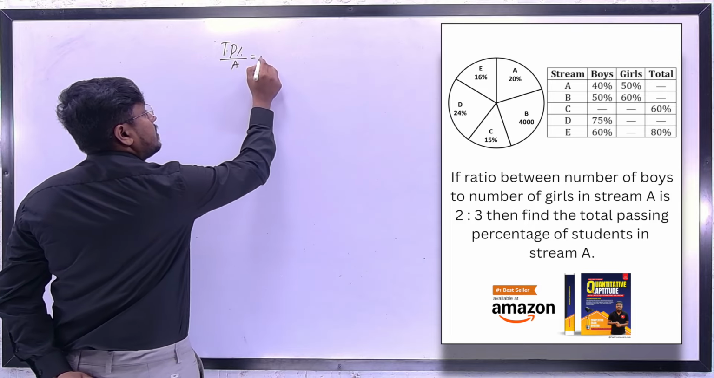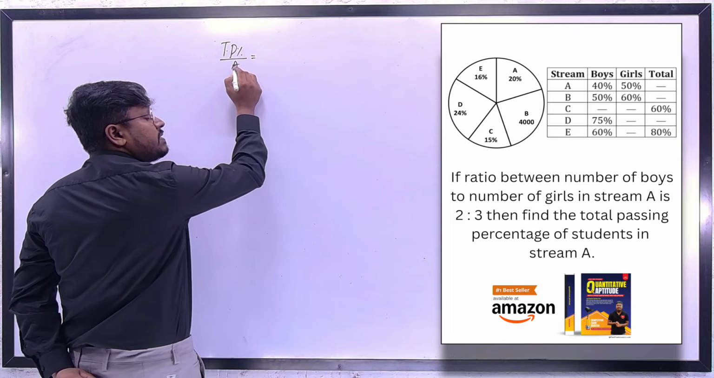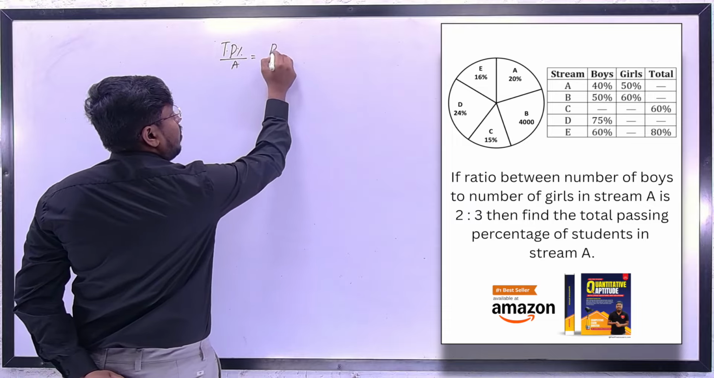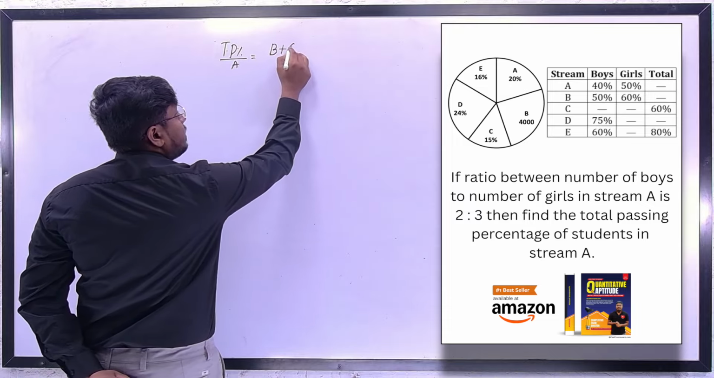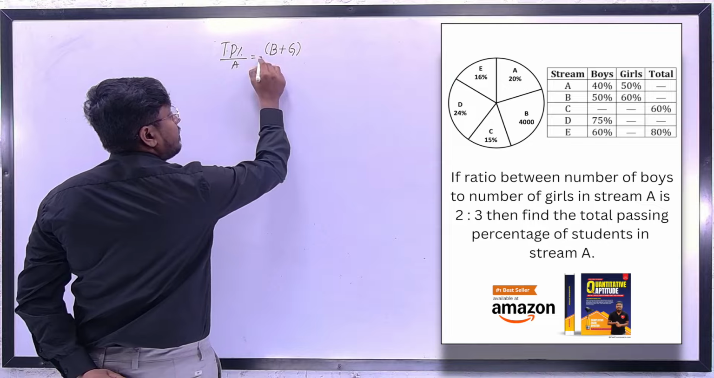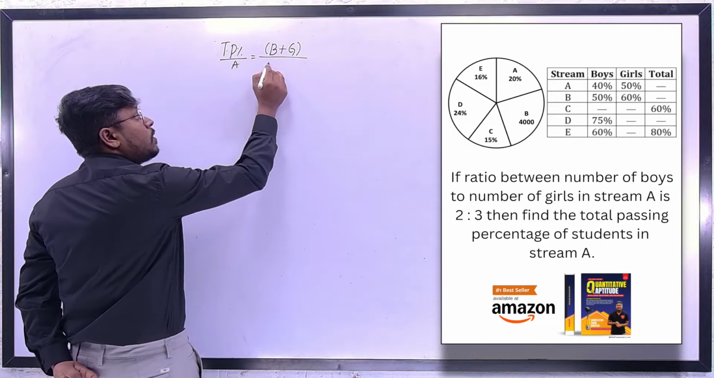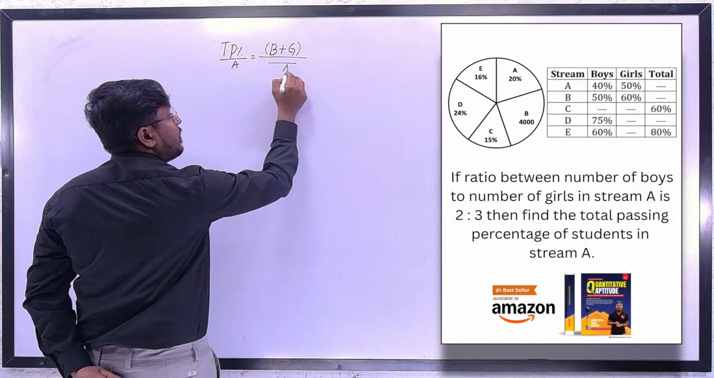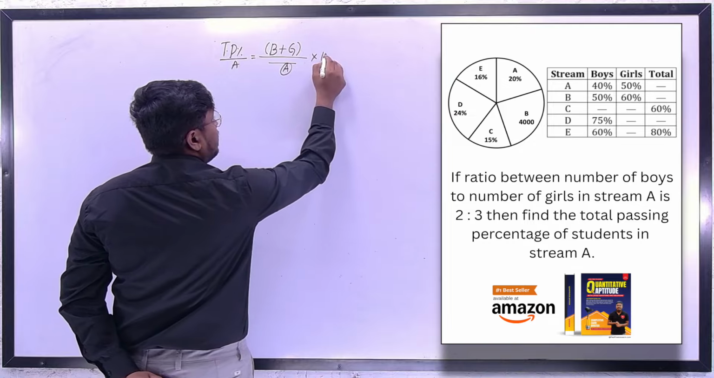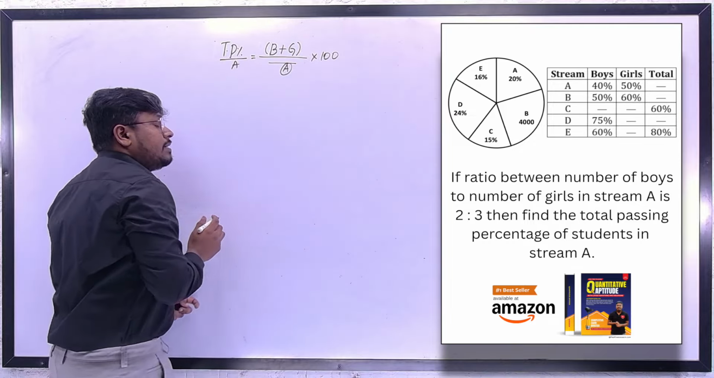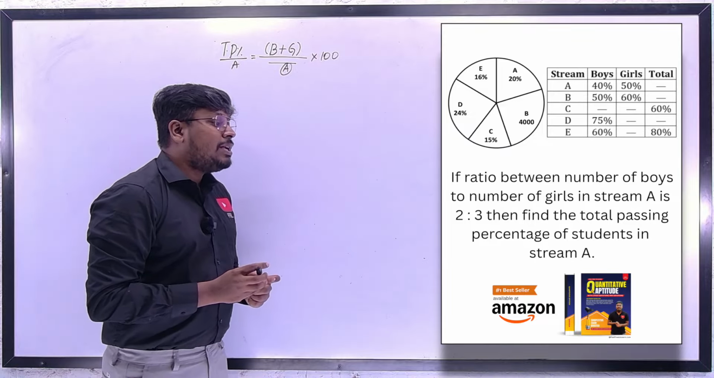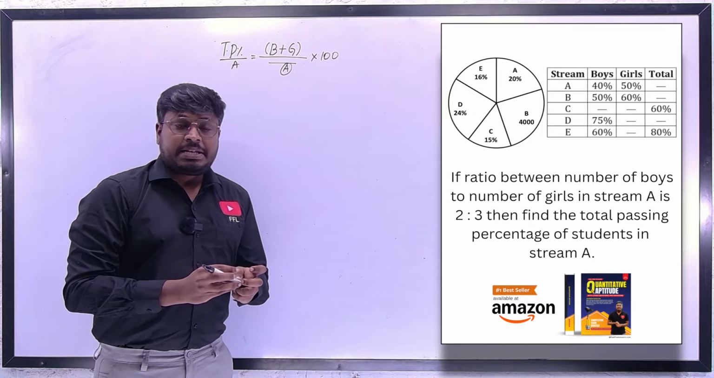How will you find it? The total pass percentage of stream A will be the passed boys and the passed girls. So the numerator will be total boys and total girls passed, divided by the total number of students from stream A into 100. When you do this, the resultant answer will be the total pass percentage of stream A.